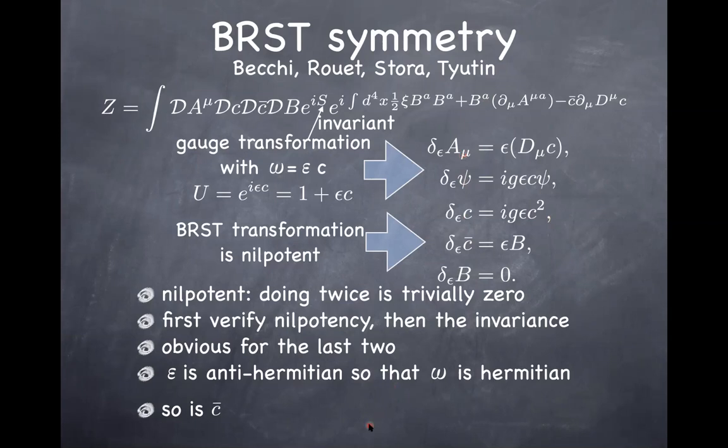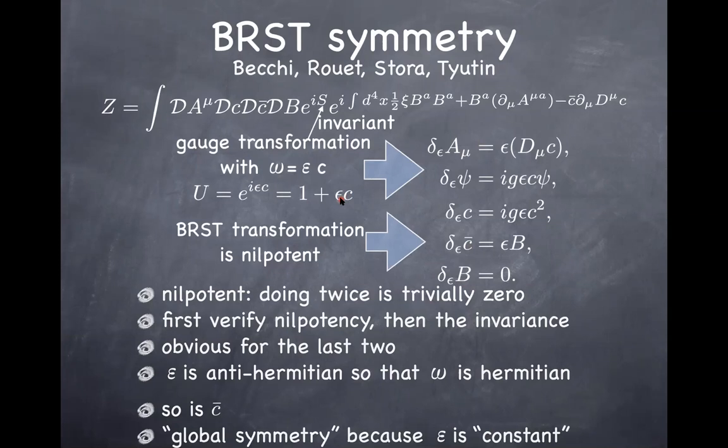Okay, I'm running out of time. So let me just flash the next slide, and we will start from there on Thursday. And by the way, this new symmetry is meant to be, quote-unquote, a global symmetry because the parameter of the symmetry, namely epsilon, is a space-time constant. It's no longer a function of space and time. It's meant to be a space-time constant.